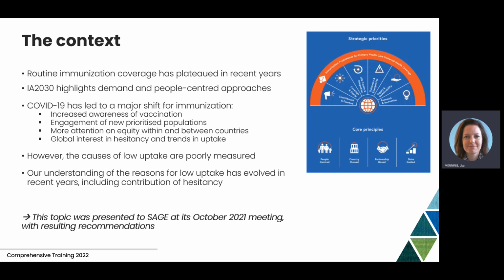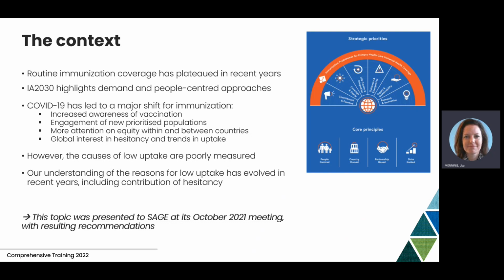As we know, routine immunisation coverage has plateaued in recent years, and programs have struggled to close gaps in coverage and equity. We've also seen the Immunisation Agenda, IA 2030, highlight demand and people-centred approaches and emphasise the importance of putting communities at the heart of program planning.